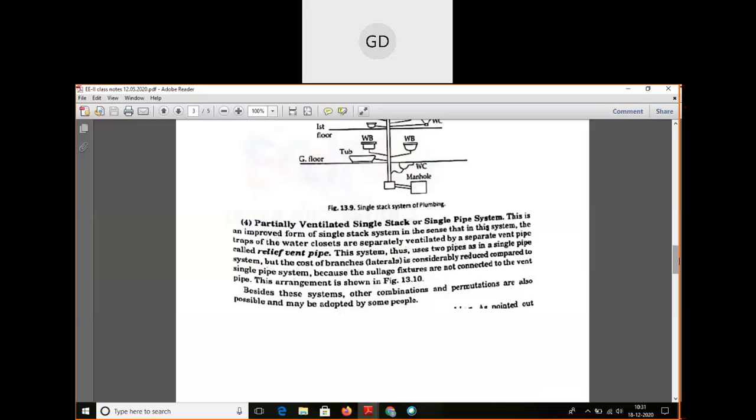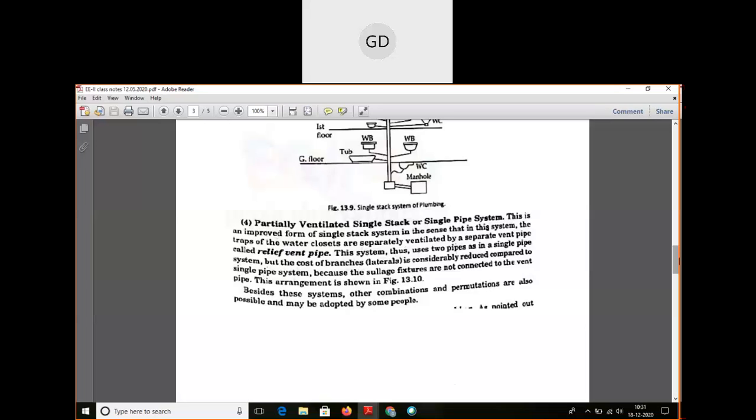In this system it uses two pipes as in a single pipe system, but here the cost of the branches, or you can say laterals, is considerably reduced compared to your single pipe system. Why? Because here the sullage fixtures are not connected to the vent pipe. That's why the cost of the branches, or the laterals, is comparatively low as compared to your single pipe system.